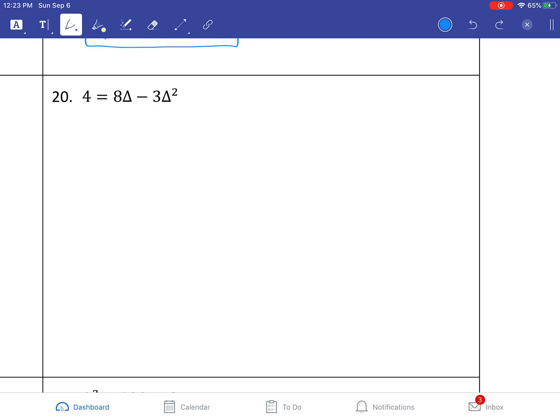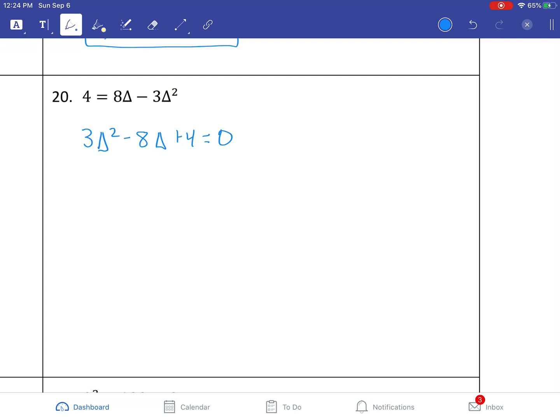So I want to add 3 triangle squared and subtract 8 triangle. So I'll get 3 triangle squared, I'll get minus 8 triangle, and plus 4, and that will equal 0.